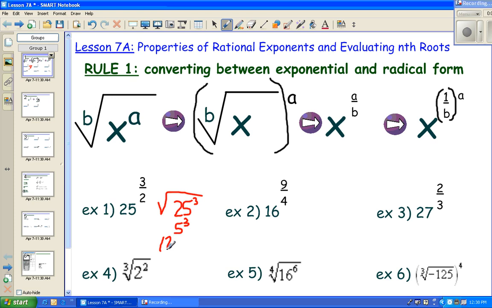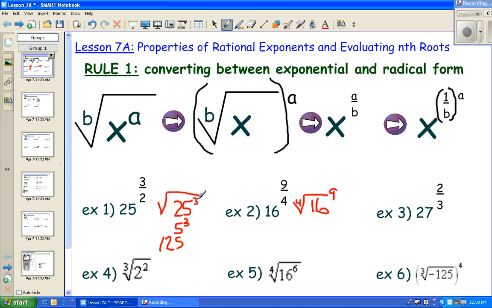But again, the emphasis here is not on you getting the answer, it's on you rewriting it between exponential form to radical form. So here what we're talking about is 16 to the 9 over 4 power. So that's going to be the 4th root of 16 to the 9th power. Different than I wrote example 1, but it's the same thing.